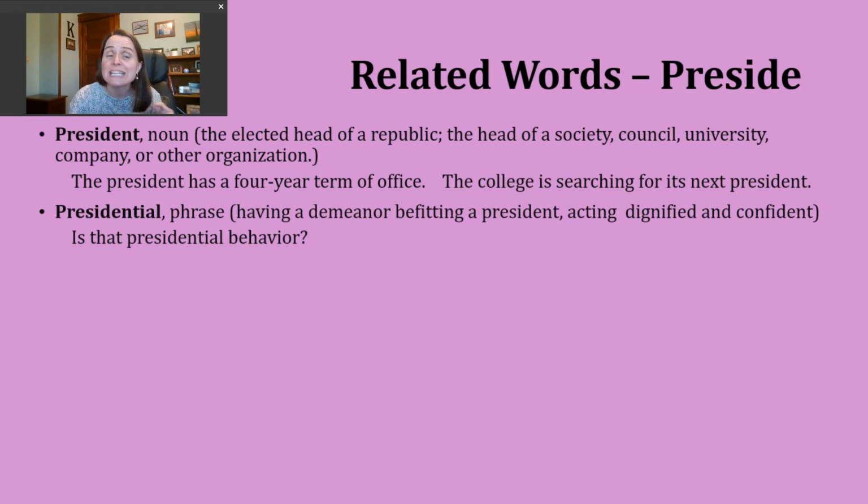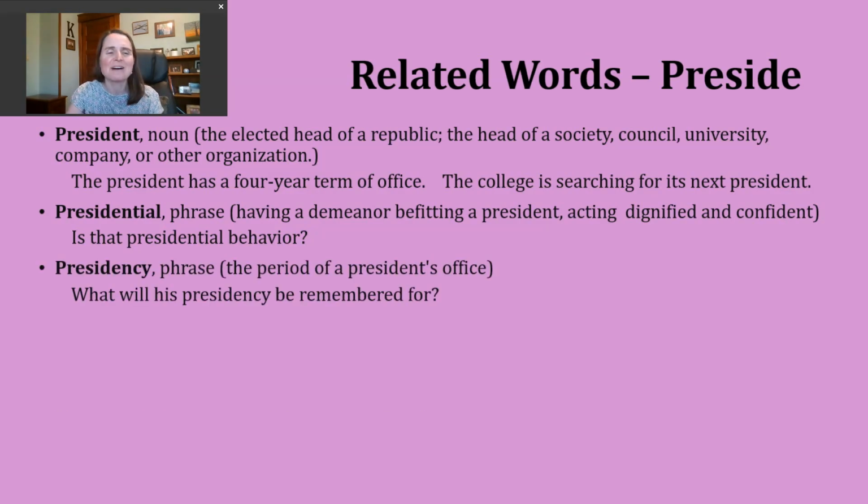The adjective presidential generally describes someone having a demeanor that befits a president. So another way to think of that is sort of acting in a dignified way or a confident way. So an example of how we hear this used quite frequently right now in the United States is that presidential behavior, right? Referring to someone whose behavior may not seem so dignified or typical of a leader of a republic.